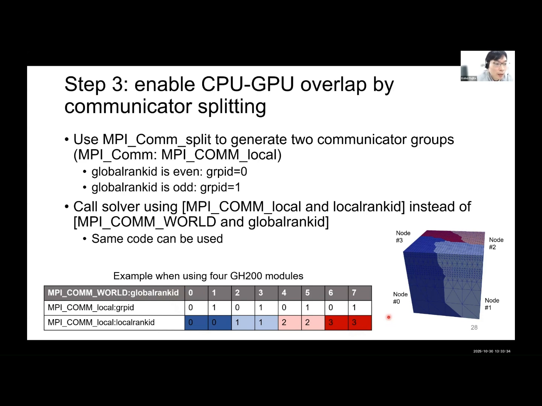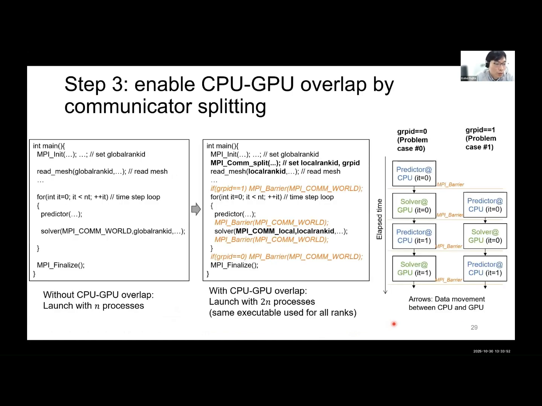And instead of using the MPI_COMM_WORLD, we can use the MPI_COMM_LOCAL so that we can use the GPU solver and the CPU predictor using the same code as before. So this is the original code without the CPU and GPU overlap. We launch MPI init, read the mesh for the global rank ID, and then compute the predictor, and then use the solver with the MPI_COMM_WORLD and global rank.